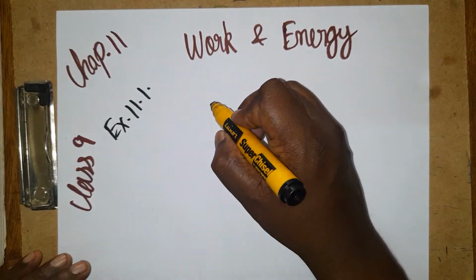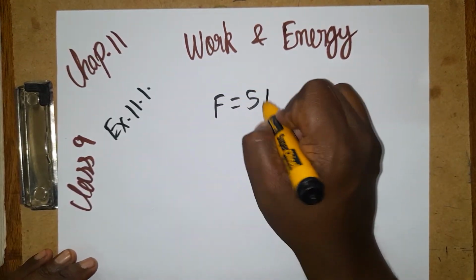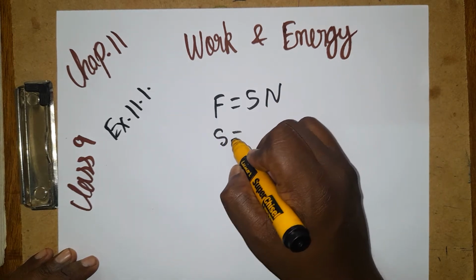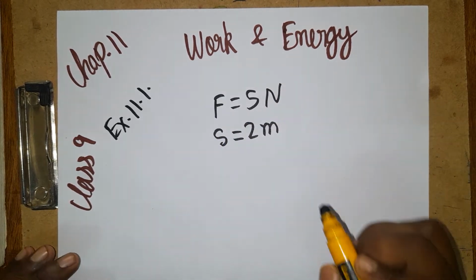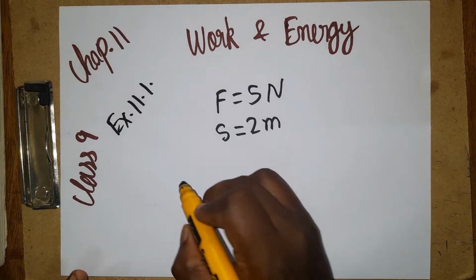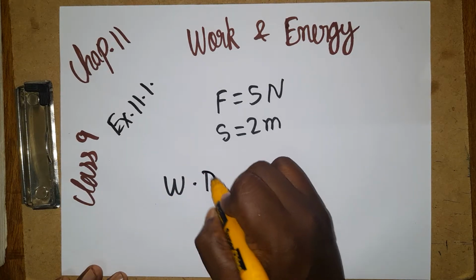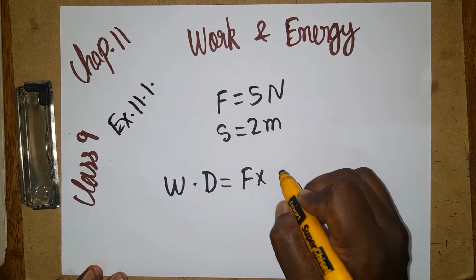In this problem, force is given as 5 newtons. Displacement is given as 2 meters. They asked about the work done. What is work done? Work done is equal to force into displacement.